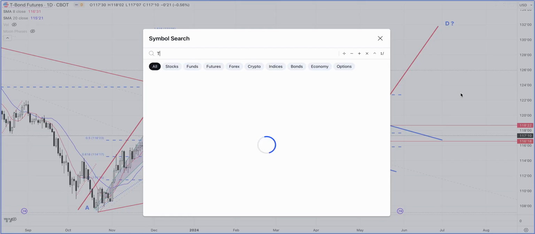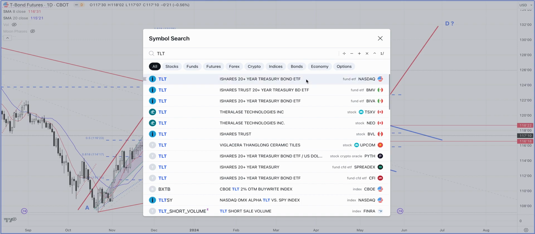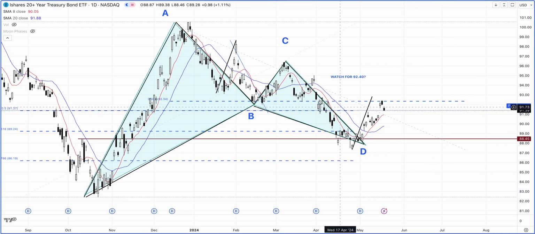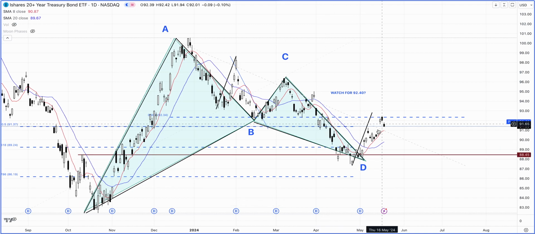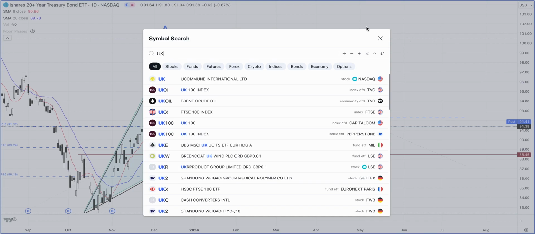And then we will take a look at the TLT, and the TLT is unable to close above 92.40. Really want to see this market breaking above 92.40, and then just like 30-year bond futures, it could be moving higher. In other words, yields for these 20 plus year duration treasury bonds moving lower. Okay, now with this we'll start by taking a look at the European markets, meaning the equity markets.